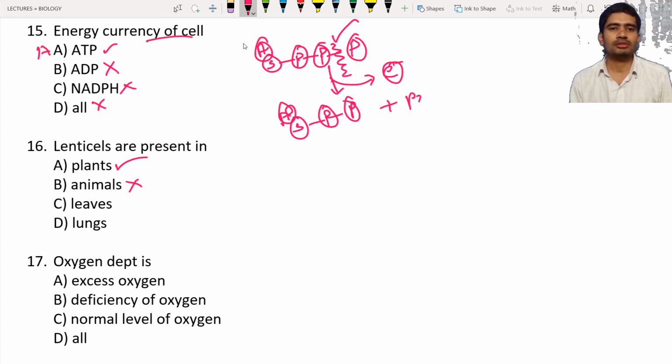So leaves are going to exchange gases, but leaves have the stomata. Okay, so it is also present in plants. It is up to some extent correct, but it is not closer to the answer. So next is lungs. Lungs do not have such kind of lenticels. Lungs have the alveolus, but not lenticels. Hence, we can go for the option A, 16th A. Okay, that is lenticels are present in the plants.